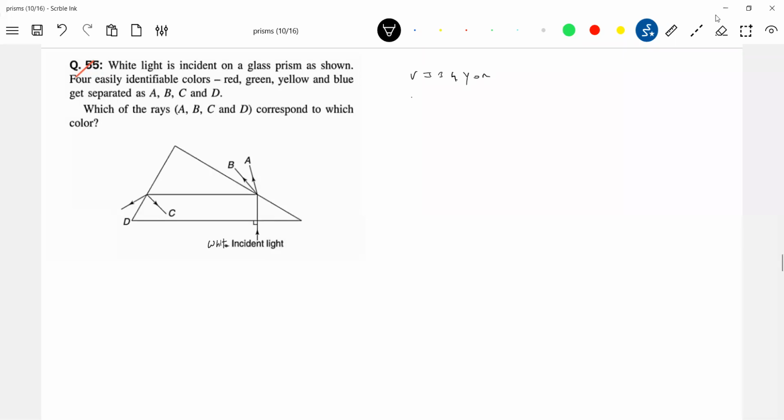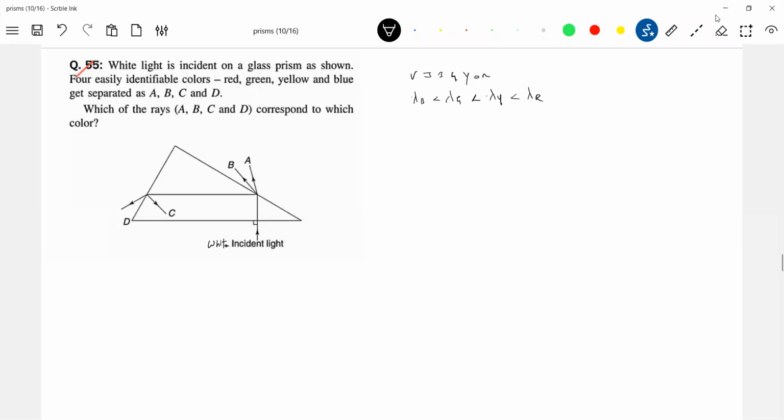So which will be first? Red, green. Okay, lambda B less than lambda G less than lambda Y less than lambda R. Is it okay? First, red, green, yellow, and blue. Yeah, there's a relationship between the wavelengths.